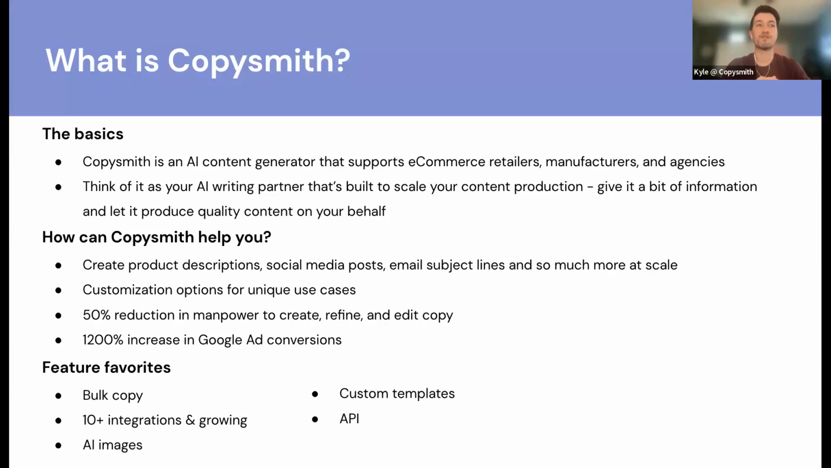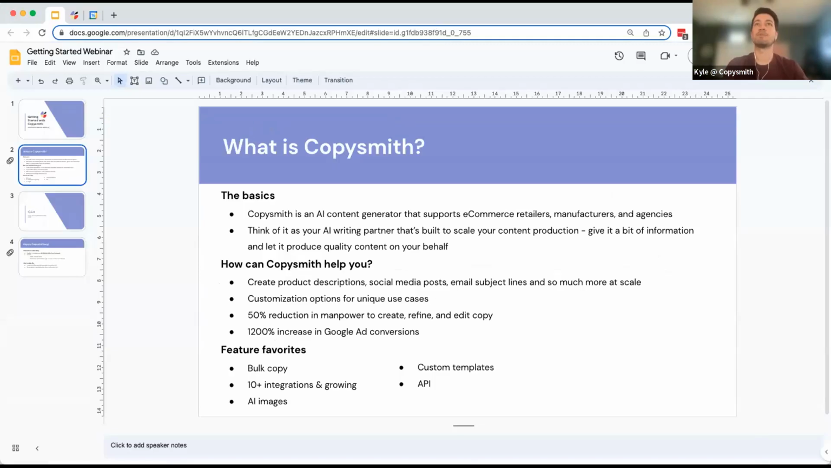A few feature favorites are bulk copy, which I'll show you here in a little bit. It's a way to create content at scale. We have an API and 10+ integrations that's continuing to grow so that you can bring the power of Copysmith to where you work and live the most. We have an AI image tool for those of you who are really into generative AI art. I'll show you a little bit of a demo in a little bit. And we also have custom templates. In case you don't see a template in Copysmith that suits your need, we have some customization options for you. So with that, let me stop sharing my screen and actually jump into Copysmith.